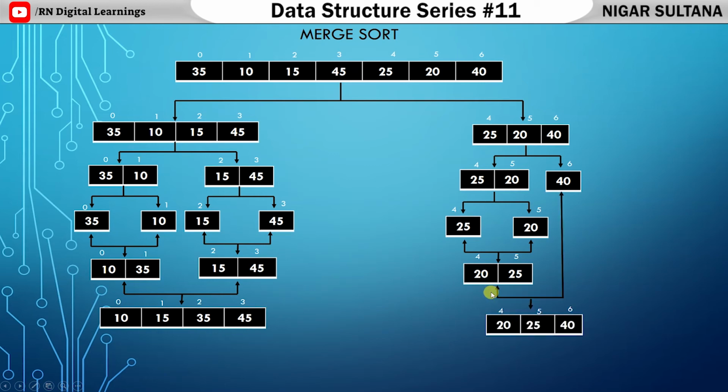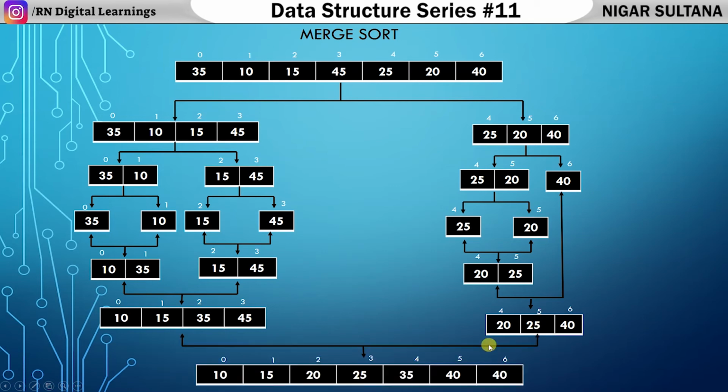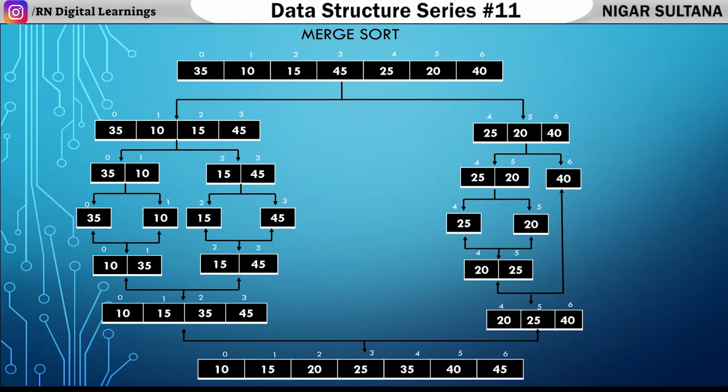Similarly, we have 20, 25 and 40. Next, these two subarrays will be merged again to give a sorted array. Now all my elements are being arranged in a sorted form. Finally, we got our sorted array of elements that starts from 10, 15, 20, 25, 35, 40 and 45.